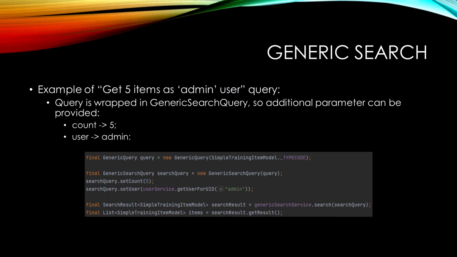Sometimes, the same query can have different results for different users or user groups. In any case, the admin user will get the complete result. To execute your query as admin, pass the admin user to the search query. The search query can also hold a count parameter. Count limits the amount of rows that are returned.